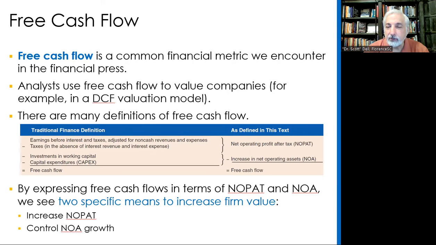So expressing free cash flow in terms of NOPAT and NOA, there are 2 specific means to increase firm value: increase the NOPAT or control the expenditures on the assets, the growth of those net operating assets that we're in control of. So that's what we're looking at for free cash flow. And free cash flow is pretty useful for analysts to be aware of, and it's something we want to make sure we have a handle on and understand the nature of free cash flow.